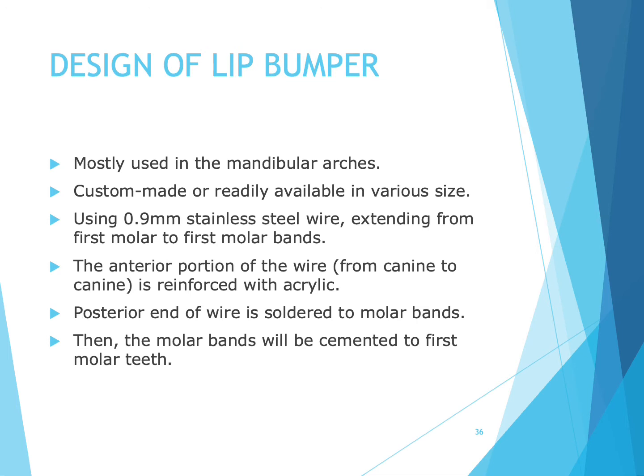So now we will move into the design of the lip bumper. The lip bumper is mostly used in the mandibular arch. It can be ready-made or custom-made in various sizes using 0.9 mm stainless steel wire extending from first molar band to first molar band. The anterior portion of the wire from canine to canine is reinforced with acrylic. The posterior end of the wire is soldered to the molar bands. Then the molar bands will be cemented to the first molar teeth.